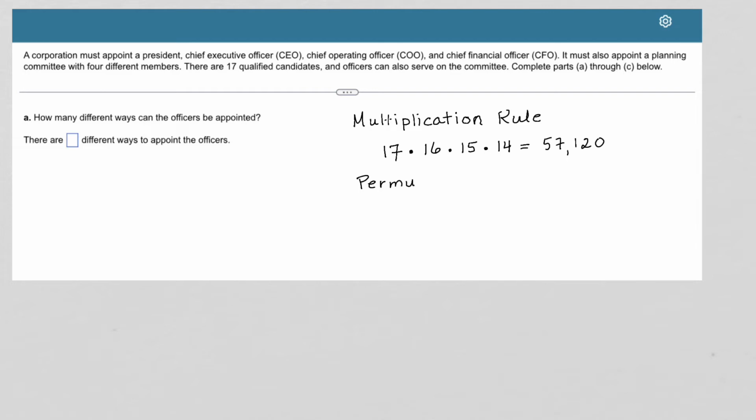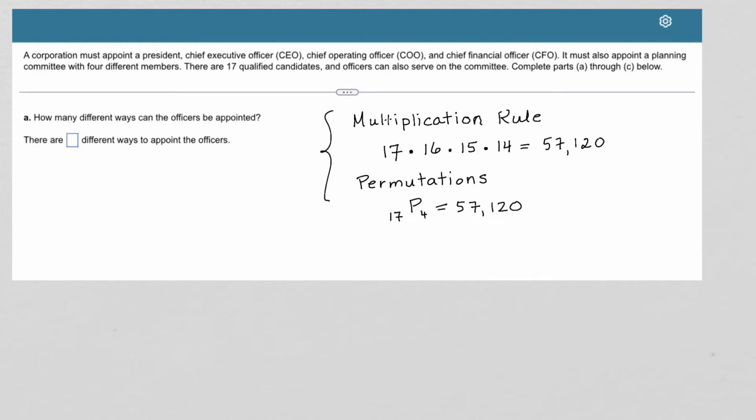Now another way I could have gotten the same answer would be to use permutations, because the order is important and we're selecting without replacement. So I could take the 17 individuals who are available and I choose 4 of them. And this also gives me the same result of 57,120. So the multiplication rule and permutations have some overlap. If you are selecting without replacement, then those wind up being equivalent.